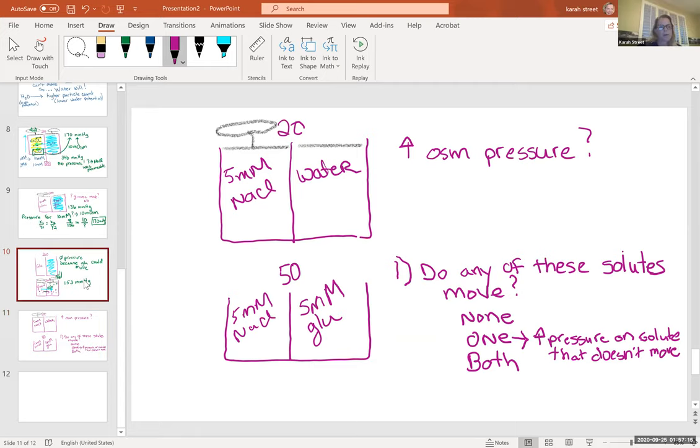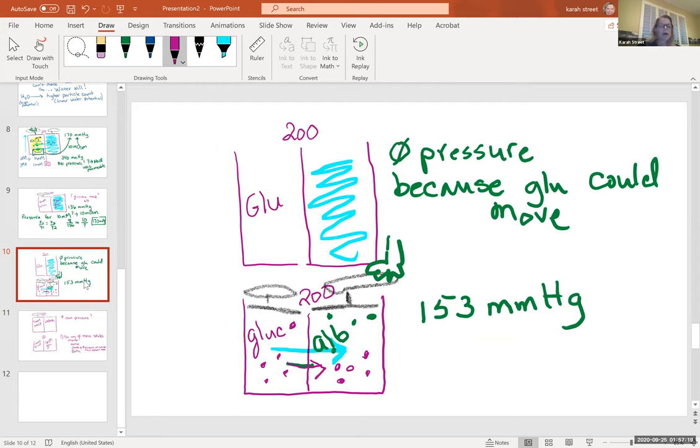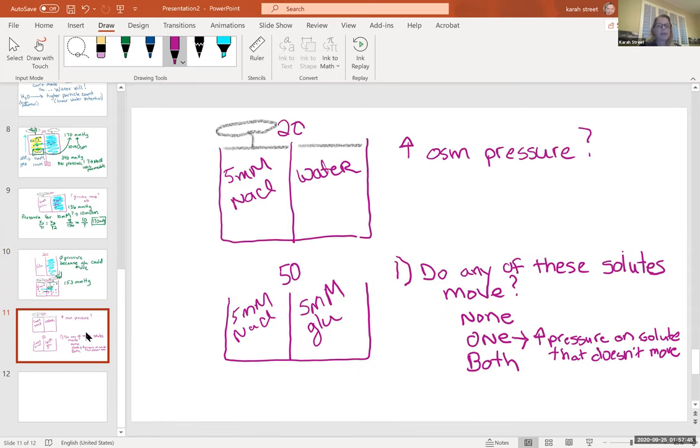And we saw that in this experiment when we had glucose and albumin side by side. Glucose could move, and it did. It diffused with half of the glucose going into the albumin side and the other half staying on the glucose side. It reached equilibrium. And that meant the albumin side now had a mixture of albumin and glucose. So if you start with your question, do any of these solutes move? And your answer is only one, then you are going to have to apply pressure on the side that has the solute that doesn't move. Because some of the sodium chloride in this example is going to move over to the glucose side.